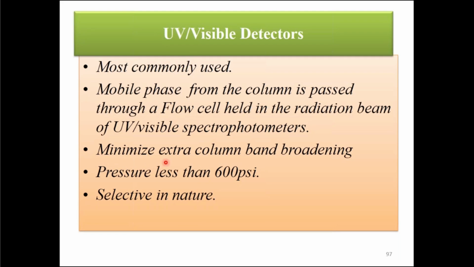passing. This minimizes extra column band broadening. Pressure less than 600 psi is required. That is why it's very common. We don't need very high pressure. And it is selective in nature to those compounds capable of absorbing UV radiation. Which are those compounds? It's the compounds which have either pi electrons or n electrons. So you know where pi electrons are present? In pi bonds. That means unsaturated compounds.